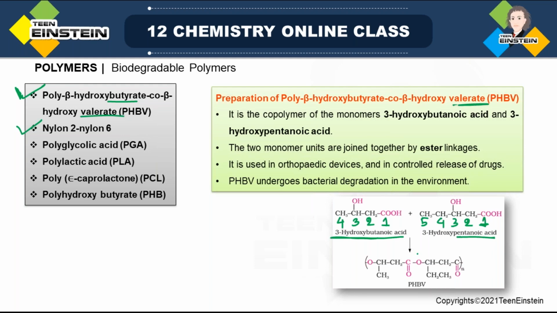Example of polyester: OH group and CO2H group together make an ester linkage. Both sides you can find ester linkage. The total number of carbons, as we have seen, is 4 carbon and 5 carbon. So 4 carbon is present in this portion, and 5 carbon in this portion. These are the two monomer units, joined together by ester linkage. So this is a polyester, used in orthopedic devices and in controlled release of drugs. This application you have already seen in the previous slide. PHBV undergoes bacterial degradation in the environment.